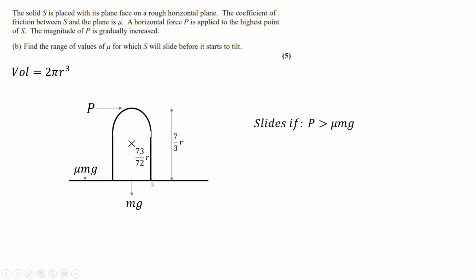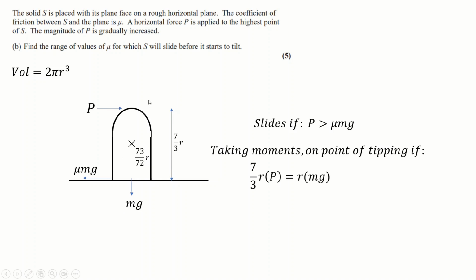Take moments from this point here. Now, from 7/3 r away, you have a force of P tilting it clockwise. And from r, remember the circle on the bottom here has radius r, from r away you have a force of mg tilting it anti-clockwise. So it's on the point of tipping if that force tilting clockwise, or that moment I should say, 7/3 r times P, is equal to r times mg, the force going anti-clockwise. So of course we could just cancel the r's, times by 3 divided by 7, and we get this.